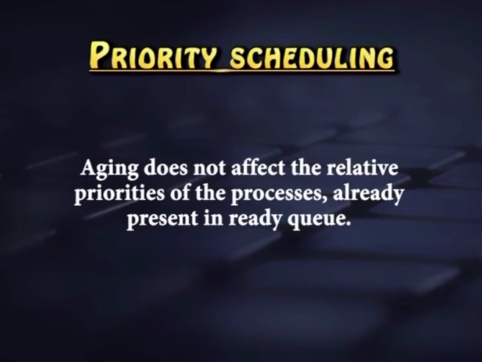One of the major problems of the priority scheduling algorithm is that some low priority process may have to wait indefinitely and may not get a chance to run. This is called starvation. A solution to the problem of starvation is aging. Using aging, we gradually increase the priority of processes that have been waiting in the system for a long time. Aging does not affect the relative priorities of the processes already present in the ready queue.